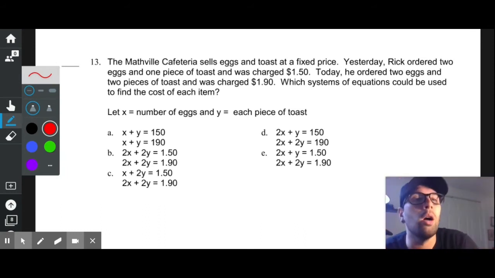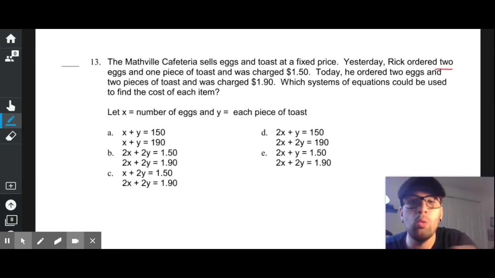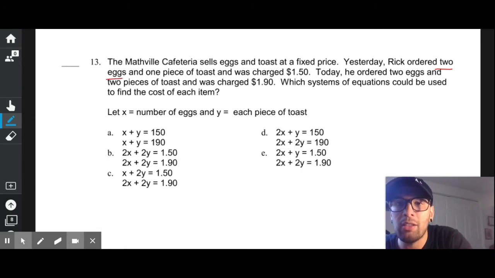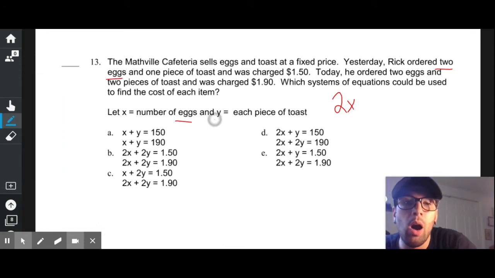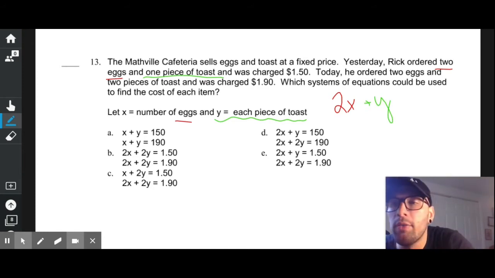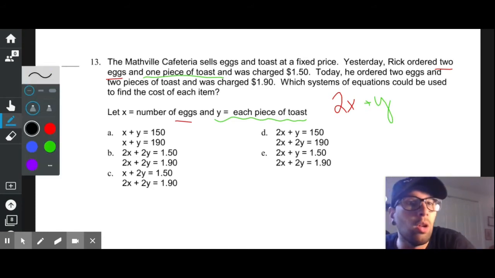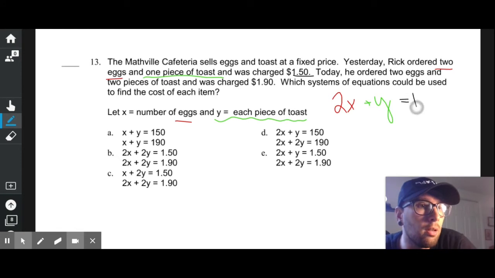So on day one, Rick ordered two eggs, which means if X is eggs, he ordered two X's. And if Y is toast, he also ordered one piece of toast. So that's just one Y. And all of that is going to equal $1.50.